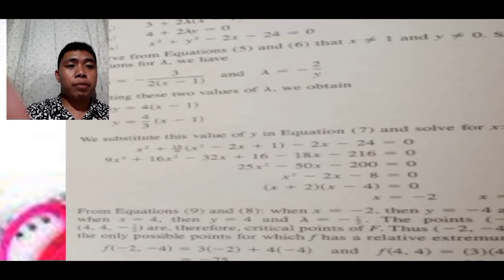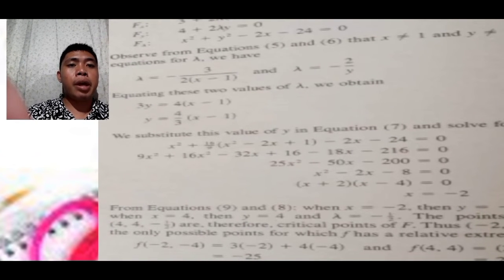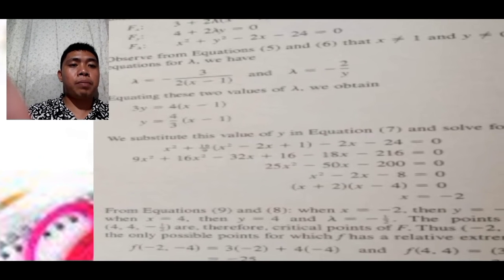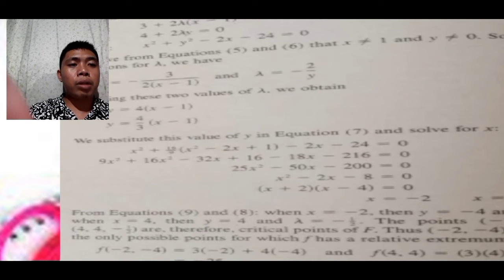We substitute this value of y in equation 7 and solve for x. x squared plus 16/9 times (x squared minus 2x plus 1) minus 2x minus 24 is equal to 0. Multiplying by 9: 9x squared plus 16x squared minus 32x plus 16 minus 18x minus 216 is equal to 0. 25x squared minus 50x minus 200 is equal to 0.